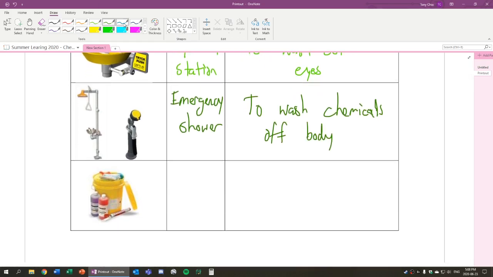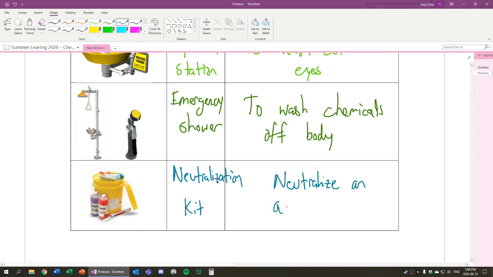The next thing right here is called the neutralization kit. And this is to neutralize an acid or base. So sometimes, if you have an acid or base that has spilled and you can't just dump water or wipe it off with a cloth, you need to neutralize it first. And this is where the neutralization kit comes in handy.